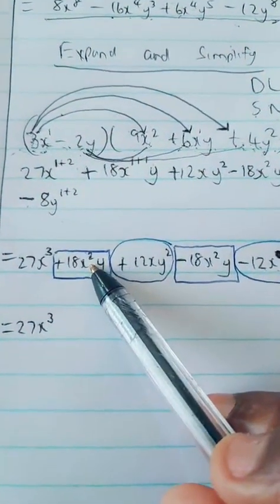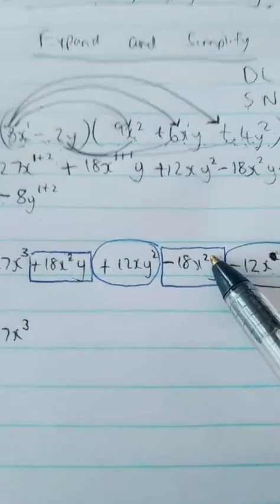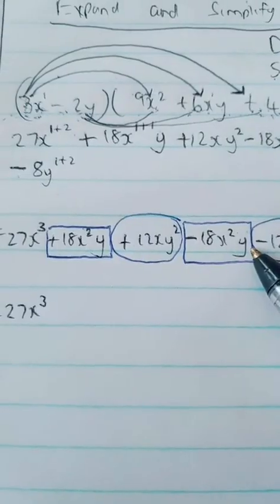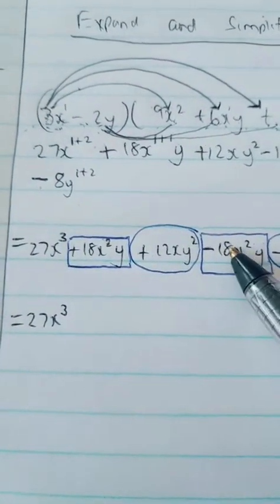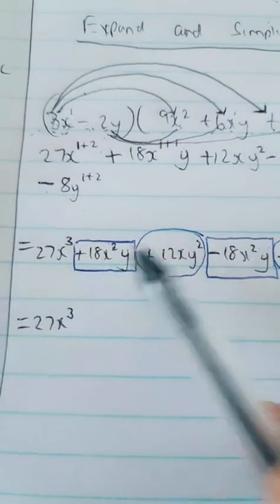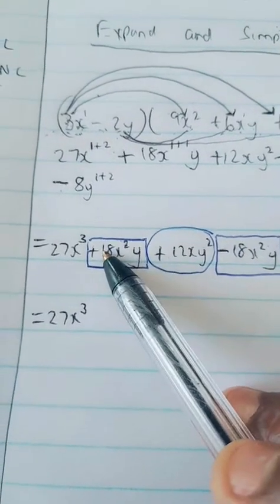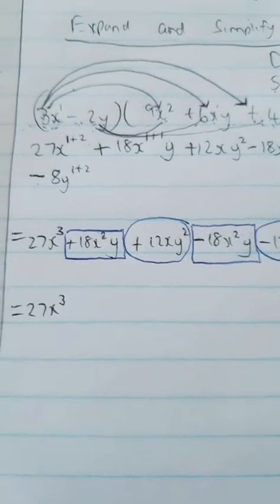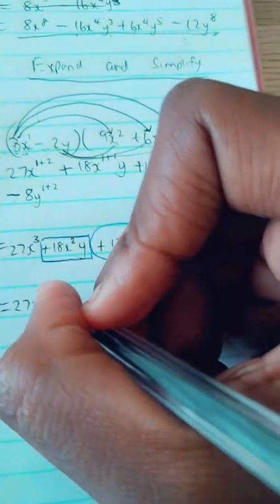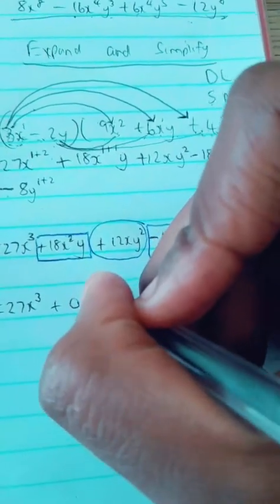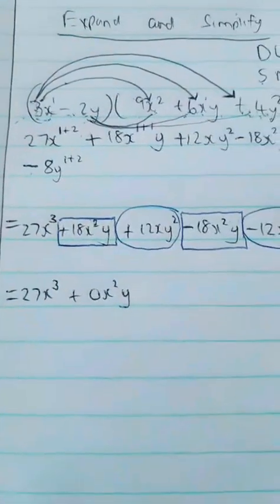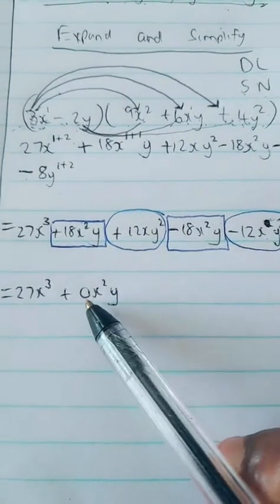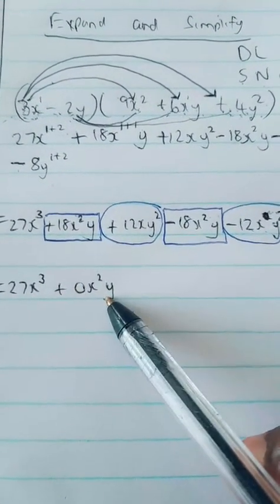18x squared y and minus 18x squared y. Now look at this, guys. The variables are the same, but the coefficients, plus 18 minus 18, if you take your calculator and say 18 minus 18, what do you get? You get 0, guys. So in other words, this is actually 0x squared y, if you would like to say. Negative 18x squared y minus 18x squared y gives you 0x squared y when you add those like terms.